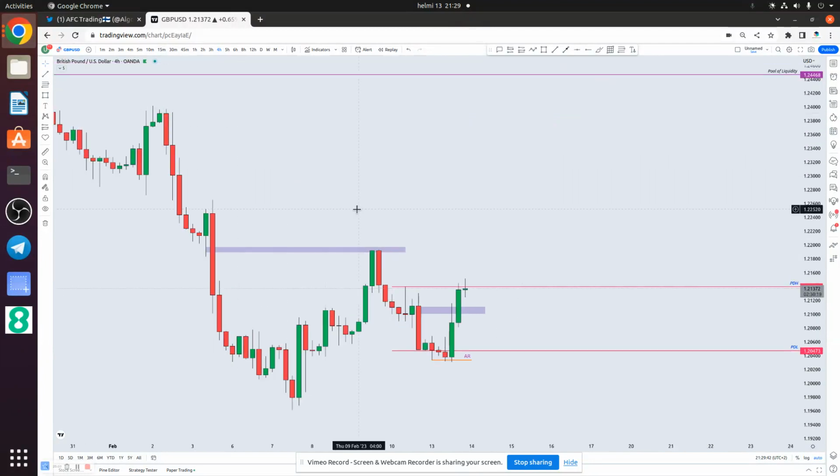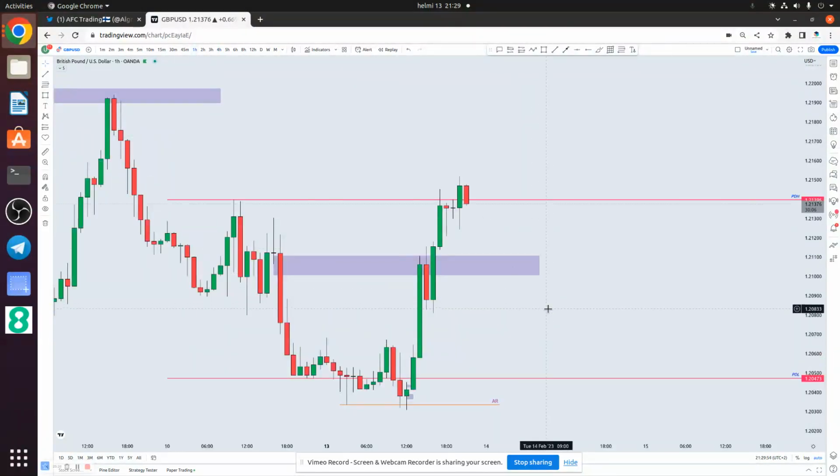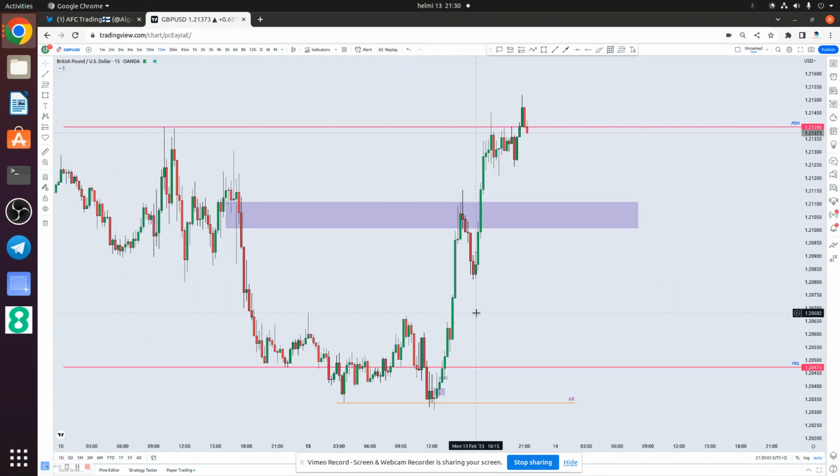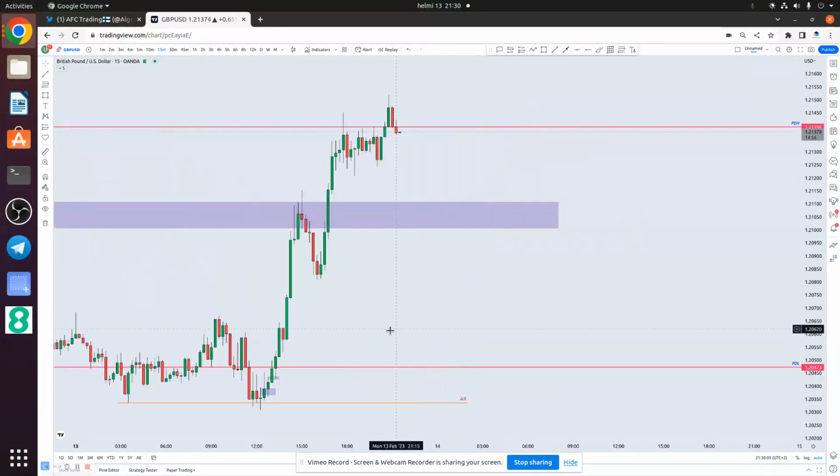So I'm not trying to prove anything to you guys. I'm just trying to share my thought process. I'm trying to share with you how I see the market, how I read the market. It might be a bit different from what you've heard or seen, but I'm just sharing what I know and how I understand stuff.